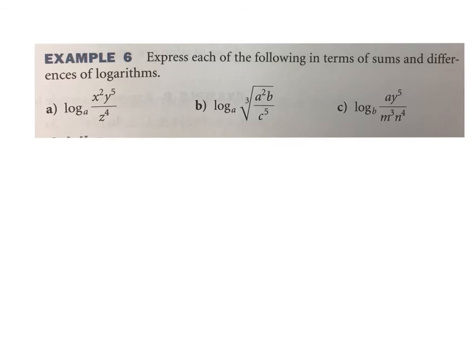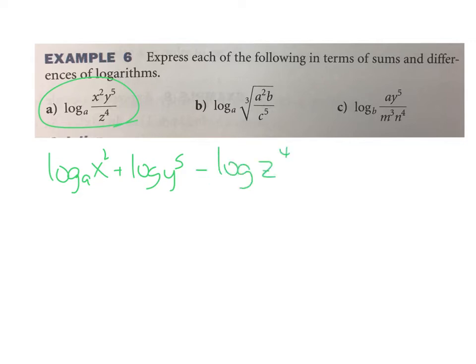All right, now they're going to give you a bunch of stuff in one problem. It says express each of the following in terms of the sums and differences of logs, so I want you to break these up. For the first one, the first thing I see is multiplication and division. So I'm going to break up the multiplication. I see x squared and y to the 5th multiplied with each other, so I'm going to add those. Then I see a division sign, which means subtraction, and I'm going to put z to the 4th.